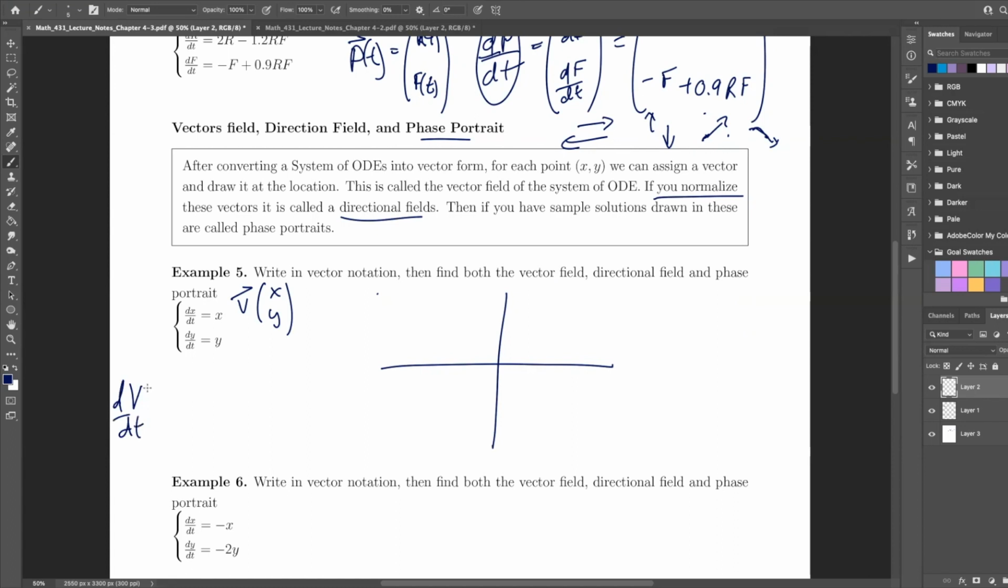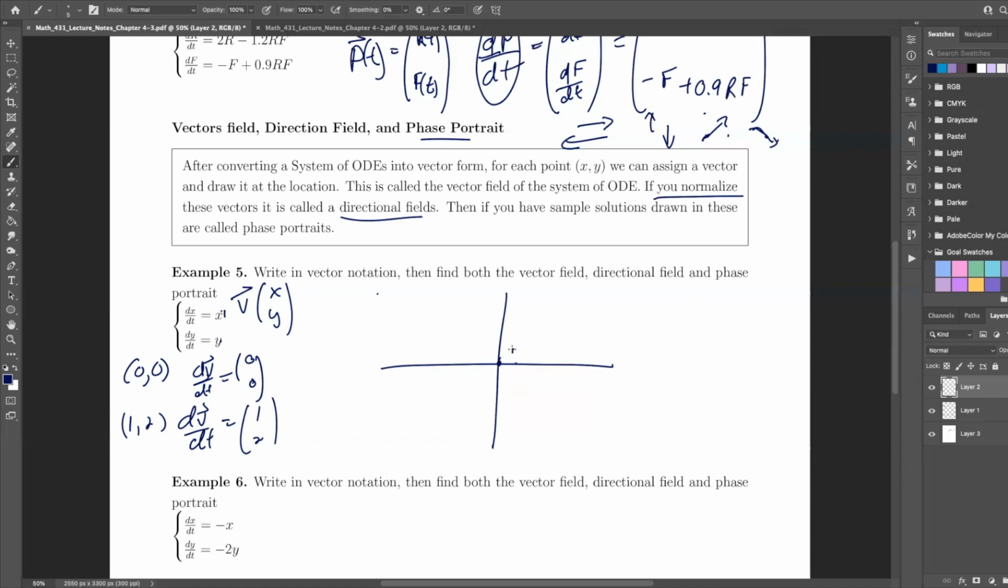Let's just plug in some values. Let's plug in the value 0, 0. That means dv/dt for this will be 0, 0, because here I have 0 and 0. And if I plug in 1, 2, dv/dt of this would be 1 and 2, just because this produces the same thing. So here at the origin, I have a 0 vector. It doesn't really go anywhere.